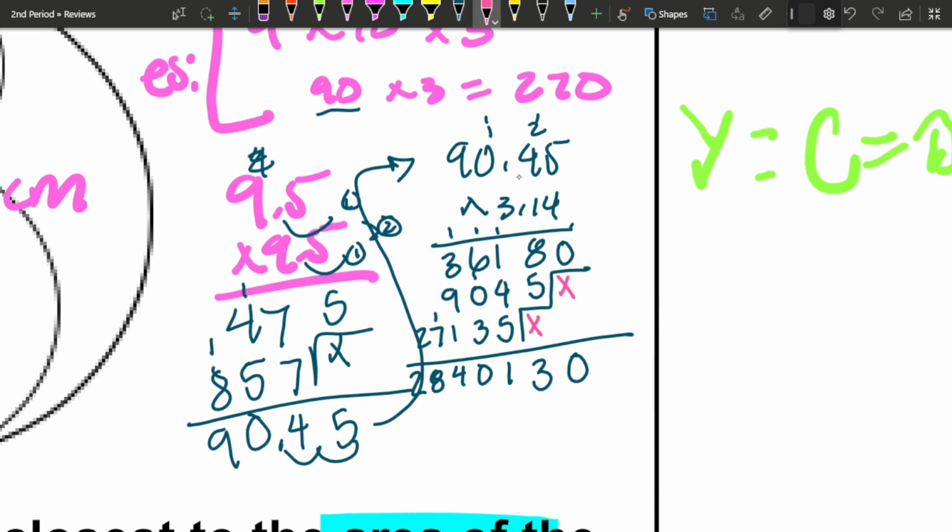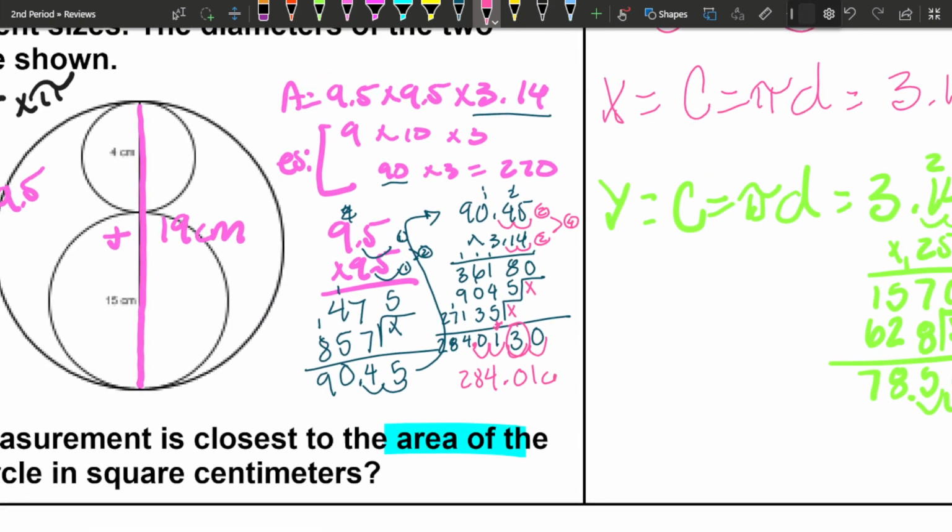Let's look at my decimal places. How many here? 2. And on the bottom? So a total of 4. So from here, 1, 2, 3, 4. Boom. 284. And I'm going to round to hundredths. So let's look at the 3. That is less than 5. So it's just going to be 0.01. That's the area in centimeters squared. Look at my estimate and compare to that. Close? Kind of. So we're good.